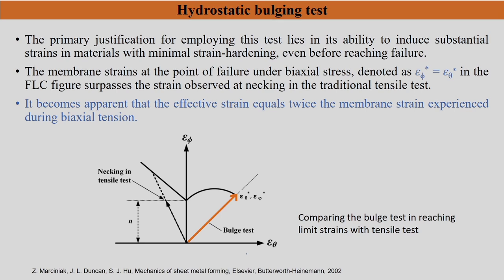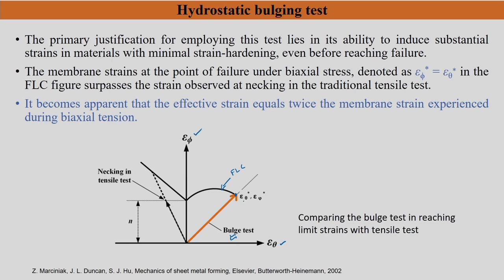And this particular FLD we are aware of. It's between epsilon 1 versus epsilon 2. In this case, basically epsilon phi and epsilon theta I have drawn, and this is your typical forming limit curve of any material you can imagine. In this hydrostatic bulge test, where the strains are equal, beta is going to be 1, then your strain path is going to be the orange colored one. The bulge test will follow this particular strain path or mode of deformation, and it will reach the forming limit curve at this particular location.